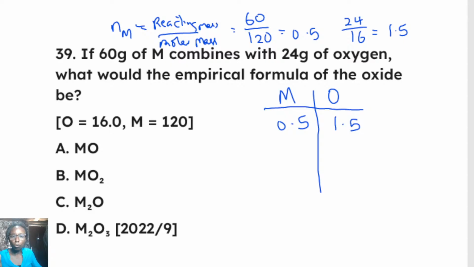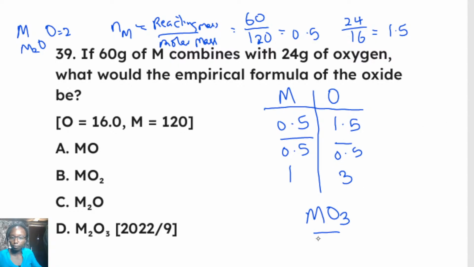Now, I'm sure you're wondering why I use 120 here. That is because, if you know anything about writing formulas, oxygen has an oxidation number of 2. So they would swap, right? So you should have M with 2, that's why this is doubled here. Okay, so we would find the smallest ratio, and if we find the smallest ratio, this will be 1. 1.5 divided by 0.5 will be 3. Which means our empirical formula, which is what they asked us, will be MO3. So that's our answer.